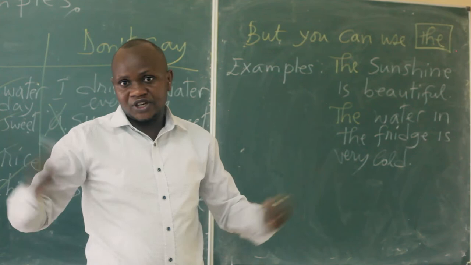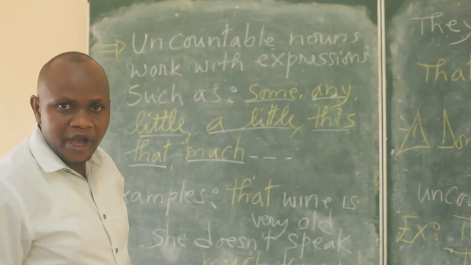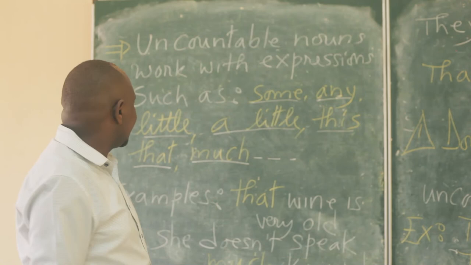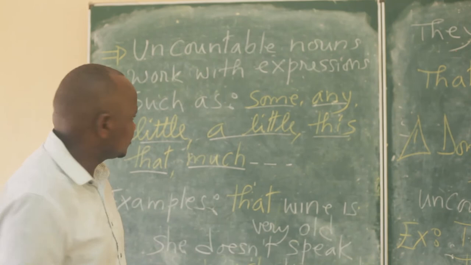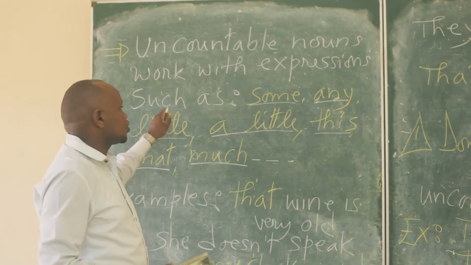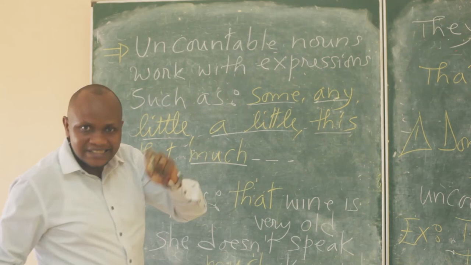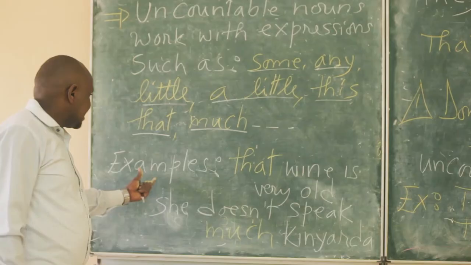Good. We are going to continue. We are going to see some expressions where uncountable nouns are worked with. Okay? We are going to see some expressions here like some, any, little, a little, this, that, much. Here, uncountable nouns work with expressions such as some, any, little, a little, this, that, much, and others. These are examples. We are going to see examples here.